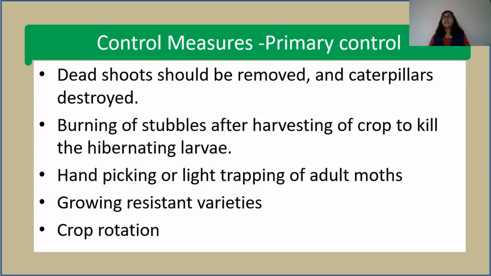So first type of control is primary control measures. The dead shoots after the formation of dead heart have to be cut and removed, and the caterpillars along with the dead shoots are to be destroyed. After harvesting of the jawar, the stubbles that remain in the field are to be burned to kill the hibernating larvae. Hand picking or light trapping of adult moths can be done, and then after catching them they can be killed. Growing resistant varieties of jawar plant helps in controlling this pest.